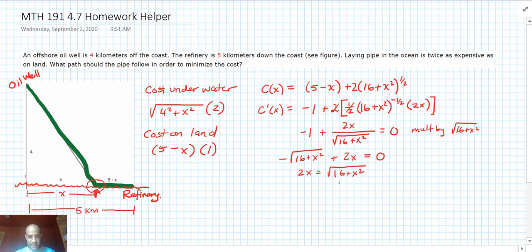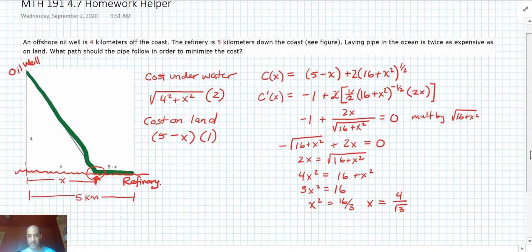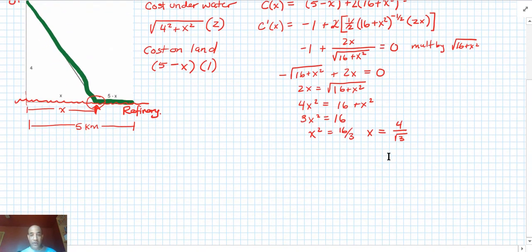And now we're going to square both sides to get rid of the radical. So squaring 2x, you get 4x squared. And squaring the radical, you just get 16 plus x squared. Okay, solving this, subtract x squared on both sides, so 3x squared equals 16. Algebra, nice and easy and friendly. X squared equals 16 over 3. So x is equal to the square root of 16 over 3, or just 4 over square root of 3. In an algebra class, I'd make you rationalize that, but I'm not too worried about that for our purposes, okay? So there you go. We've got our only critical number, and I did something wrong that I shouldn't have done.